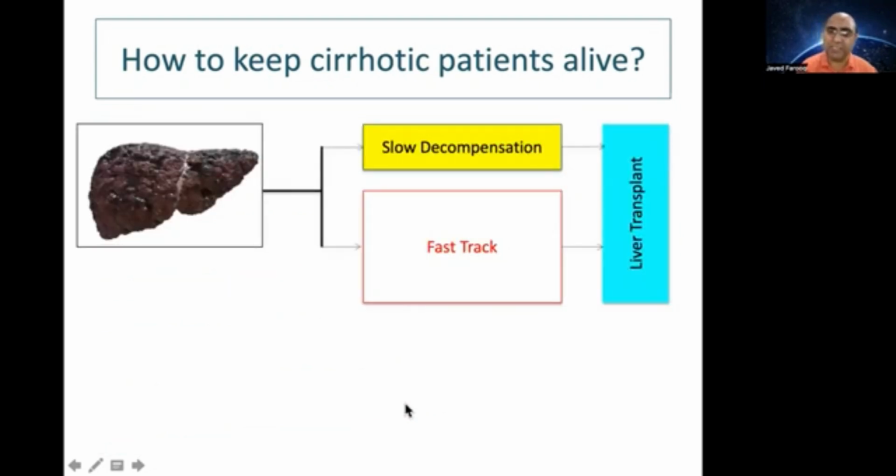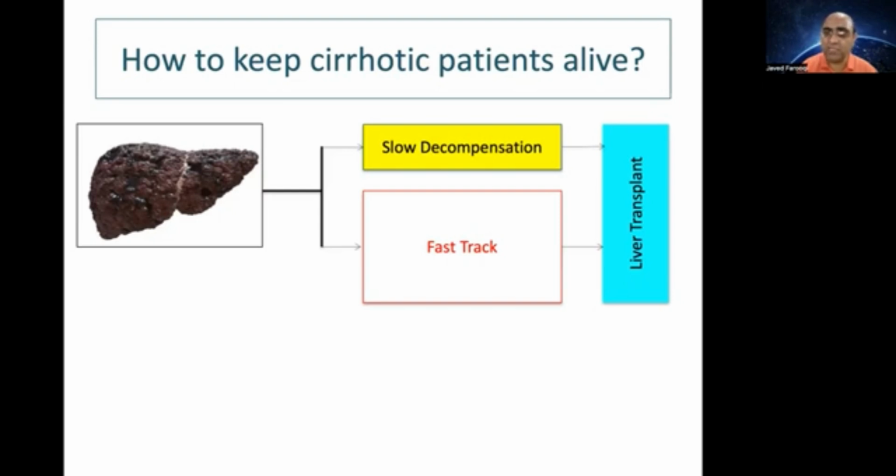Another concept is the relationship between liver cirrhosis and liver transplant. There are two ways. One is the slow decompensation, which is the natural decompensation phase of cirrhotic patients, that over 10 to 12 years they decompensate and they may need liver transplant. Another is the fast track. These patients don't wait for 10, 12 years, they need liver transplant earlier.